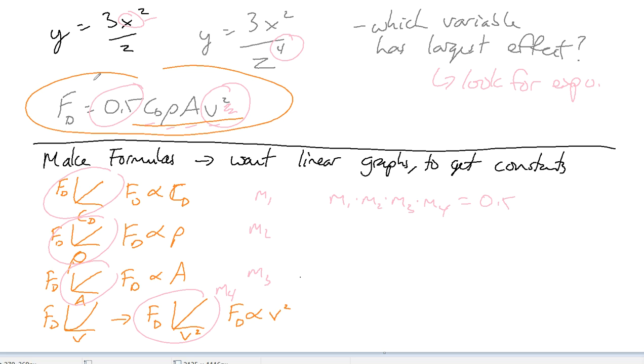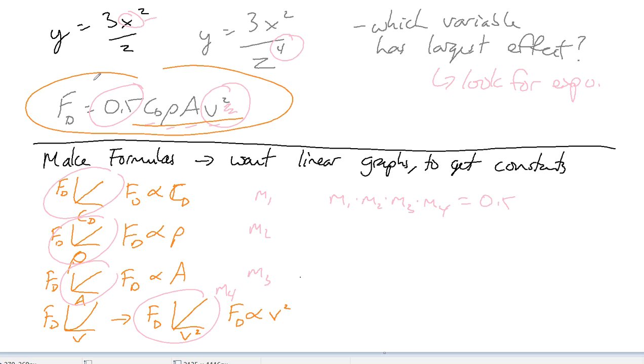It's not just random. Sometimes you see formulas with this random number in front. It's not a random number in the front. It is actually the slope, or a combination of slopes, of all the linear graphs that were used in order to make the formula. That's where all these constants come from.